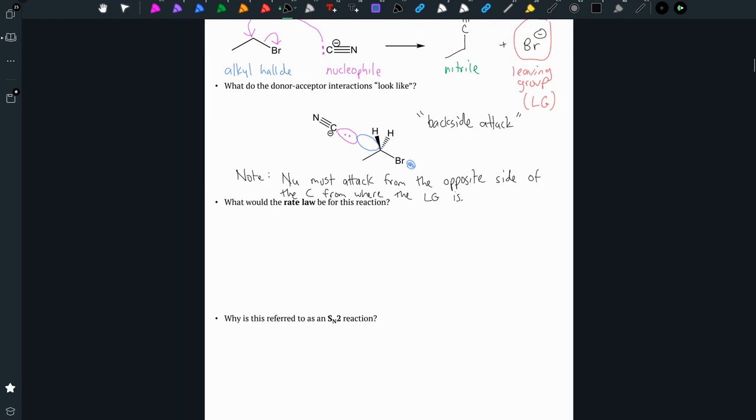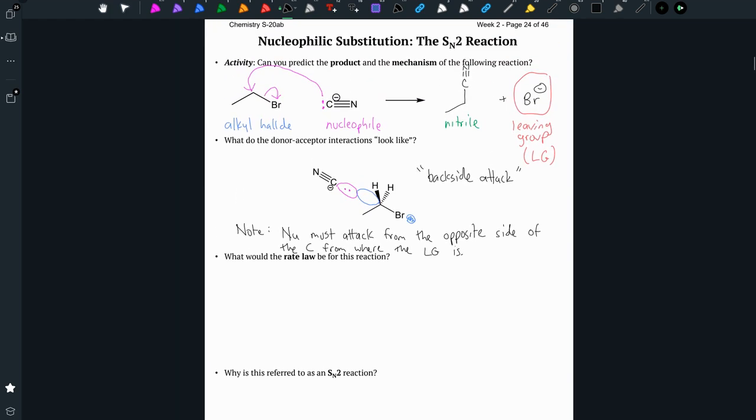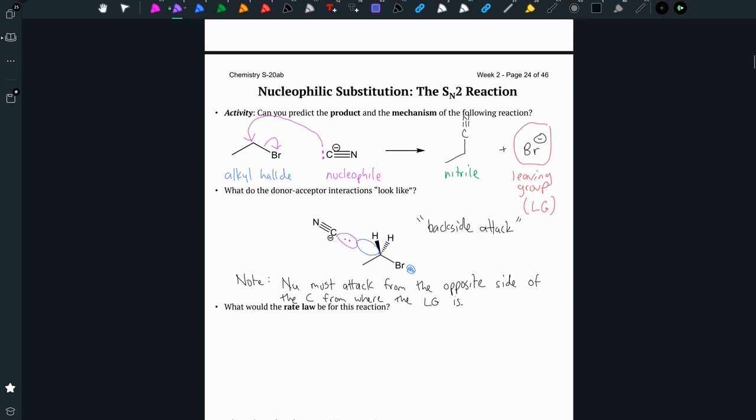Some of you may not have had AP chemistry, so you may not know what I'm talking about when I say the rate law for a reaction. You can essentially ignore this part, but it helps explain how we know that this mechanism works and why it's named the way it is. So this is called an SN2 reaction. The N there stands for nucleophilic. The 2 stands for the fact that there are 2 molecules involved in the slowest step of the reaction mechanism.